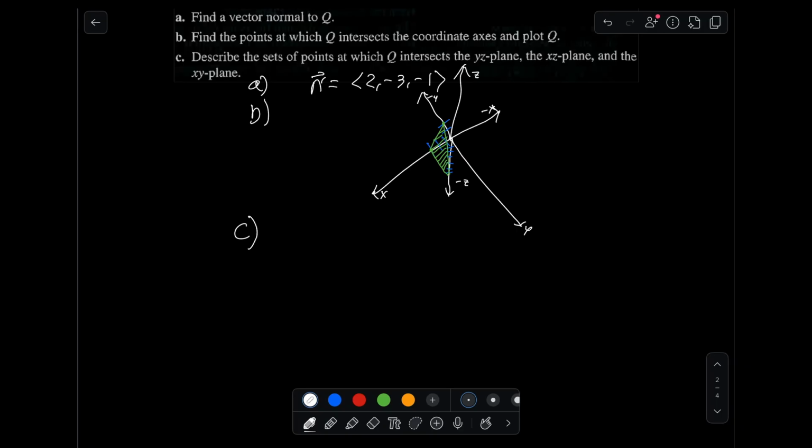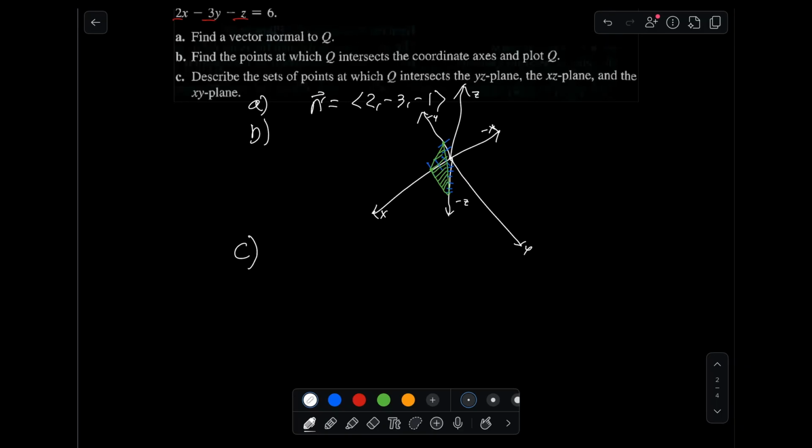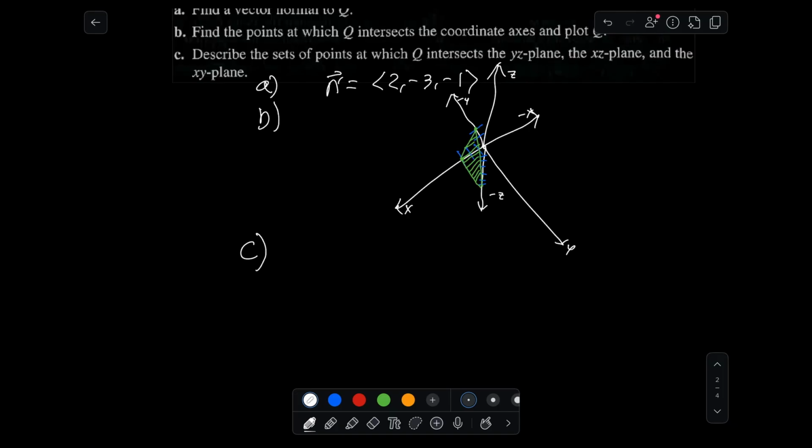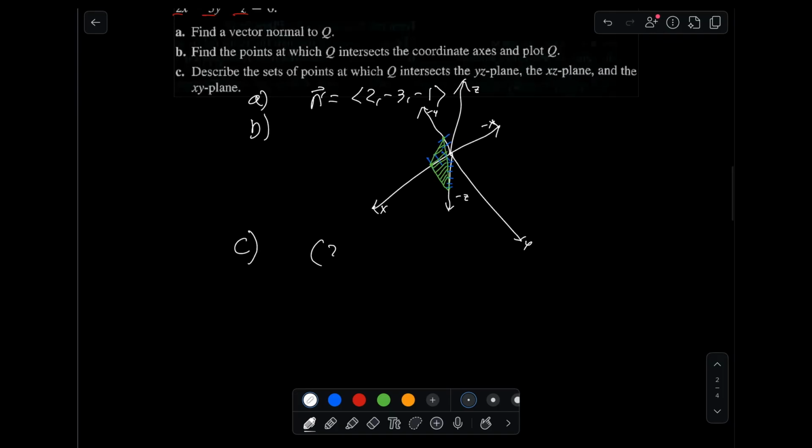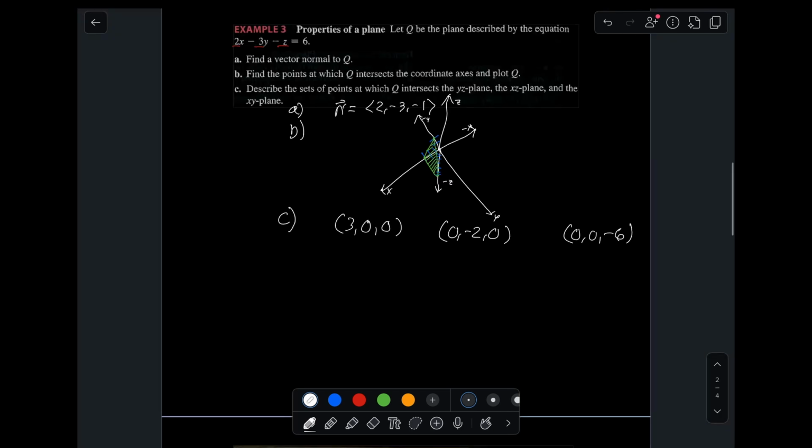But going back to the actual problem, this one's pretty straightforward because we went over it in part B. We just covered it. So it's just going to be this for the XY plane. The XZ plane is going to be 0, -2, 0, and then 0, 0, -6. Yep, perfect.